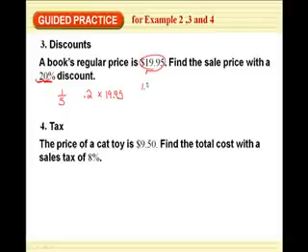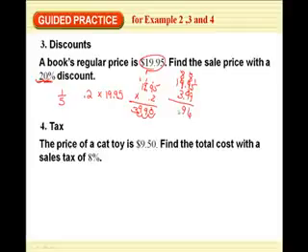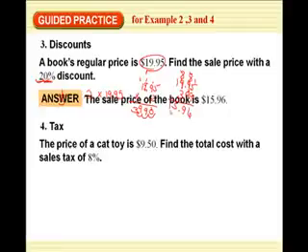So 1995 times 0.2, and 1, 2, 3 places. I get $3.99 off 1995. That's going to be a 6, 9, $15.96, I say. There we go.